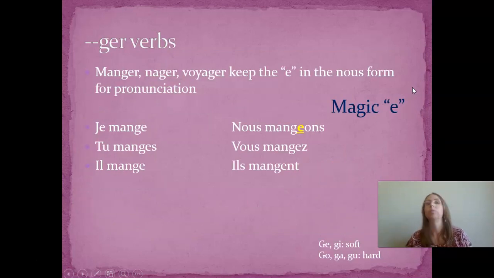Before we do more examples, one tiny exception. Verbs such as manger, nager, and voyager that you did last year, because they end with GER, have the special, we're going to call it magic E, that stays in the nous form for pronunciation. So they all look like what we just did. E, ES, E, ONS, EZ, ENT. But in the nous form, we're not going to take off the ER before we add the ONS, just the R. And it's for pronunciation. Because if we don't put the E here, it's mangons. But the verb is manger, so we need to keep it manger. So that's going to be the magic E.